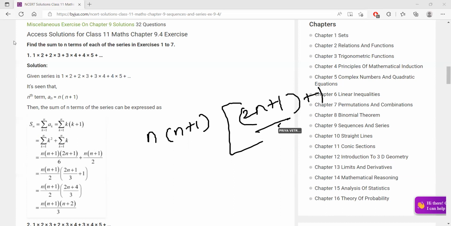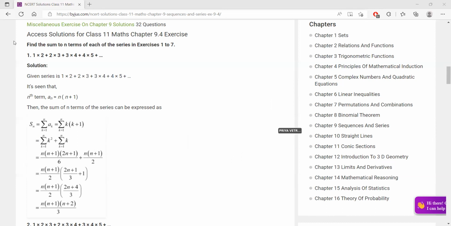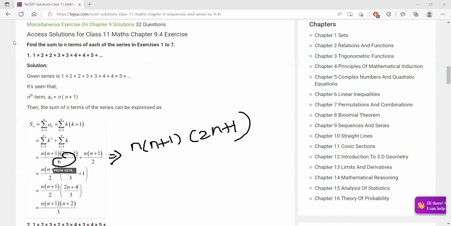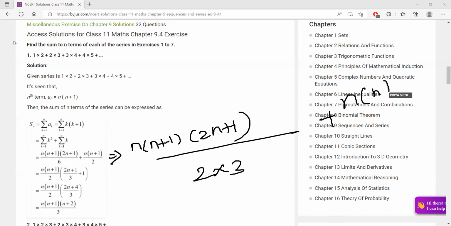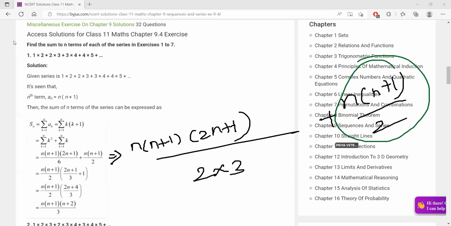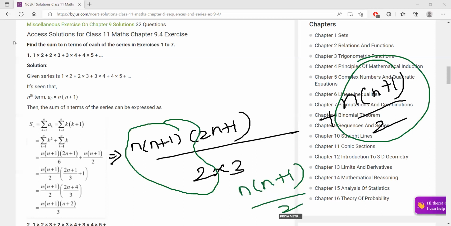They have two different denominators. One minute, Radha. Let's rewrite this. n into n plus 1 into 2n plus 1 divided by 6 can be written as n into n plus 1 by 2 into 2n plus 1 by 3, plus n into n plus 1 by 2. So let's take the entire thing, n into n plus 1 divided by 2, as common. What happens? You will be left with 2n plus 1 by 3 plus 1.